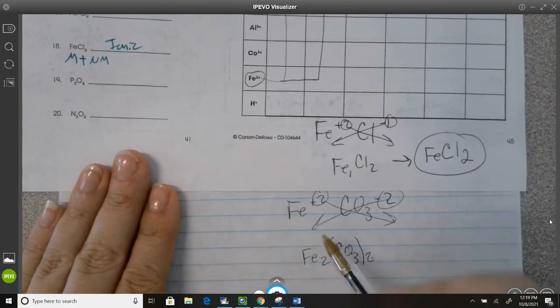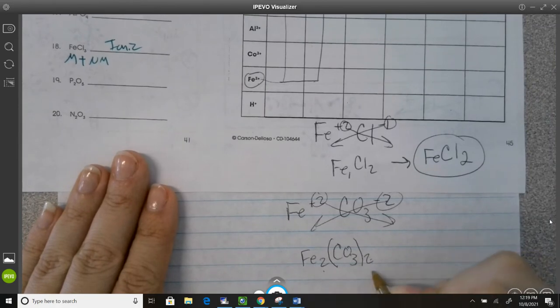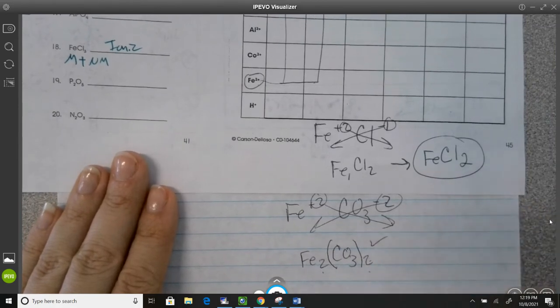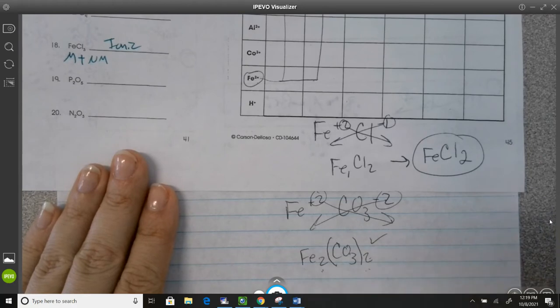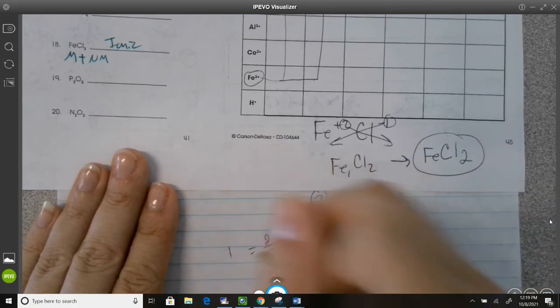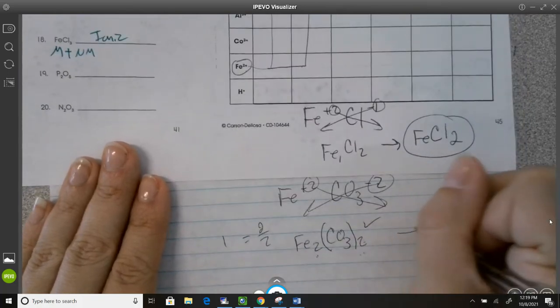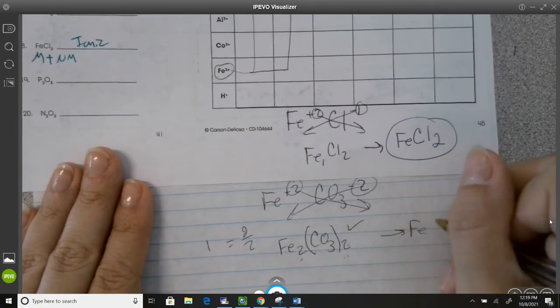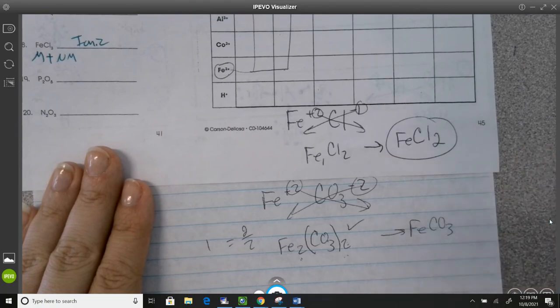Now here's the fun thing. You can write it like this. It's still correct. But a ratio of 2 to 2, 2 over 2, is the same thing as 1. So I could also write this as FeCO3.